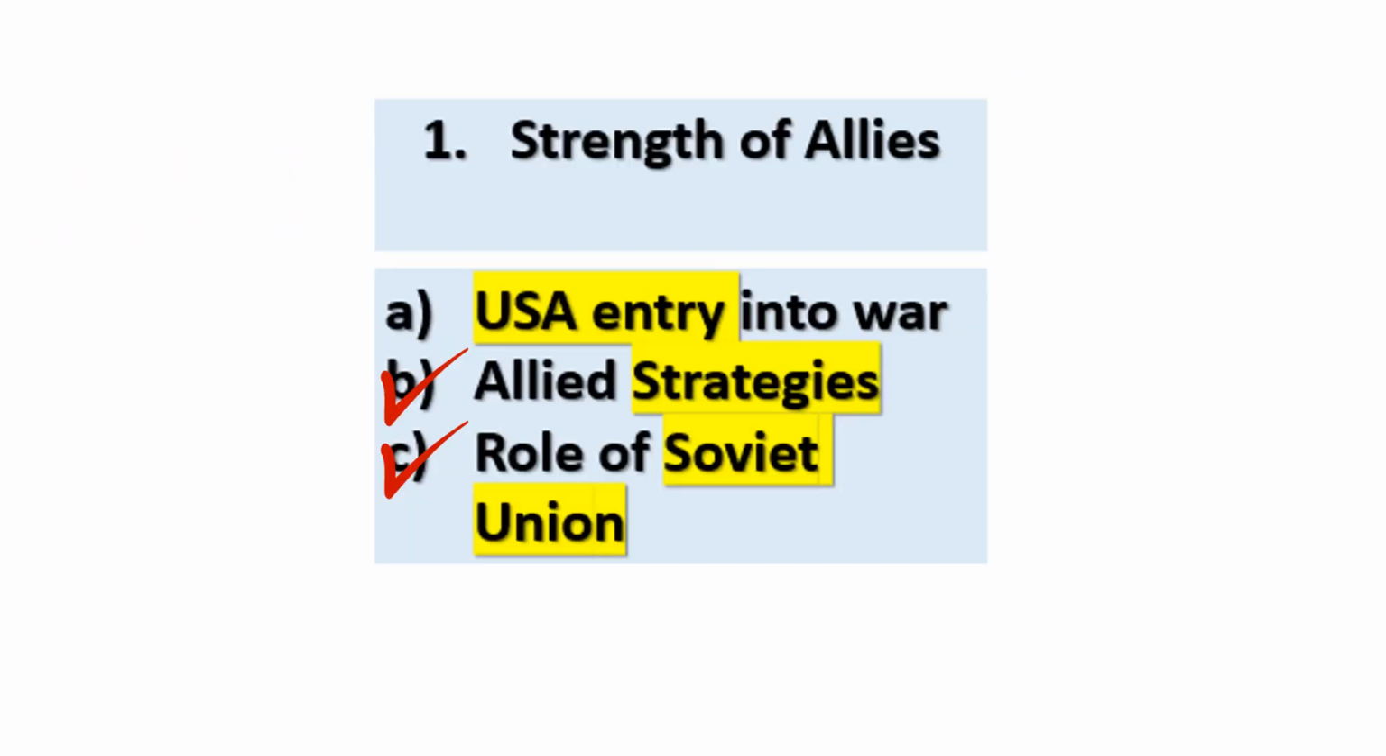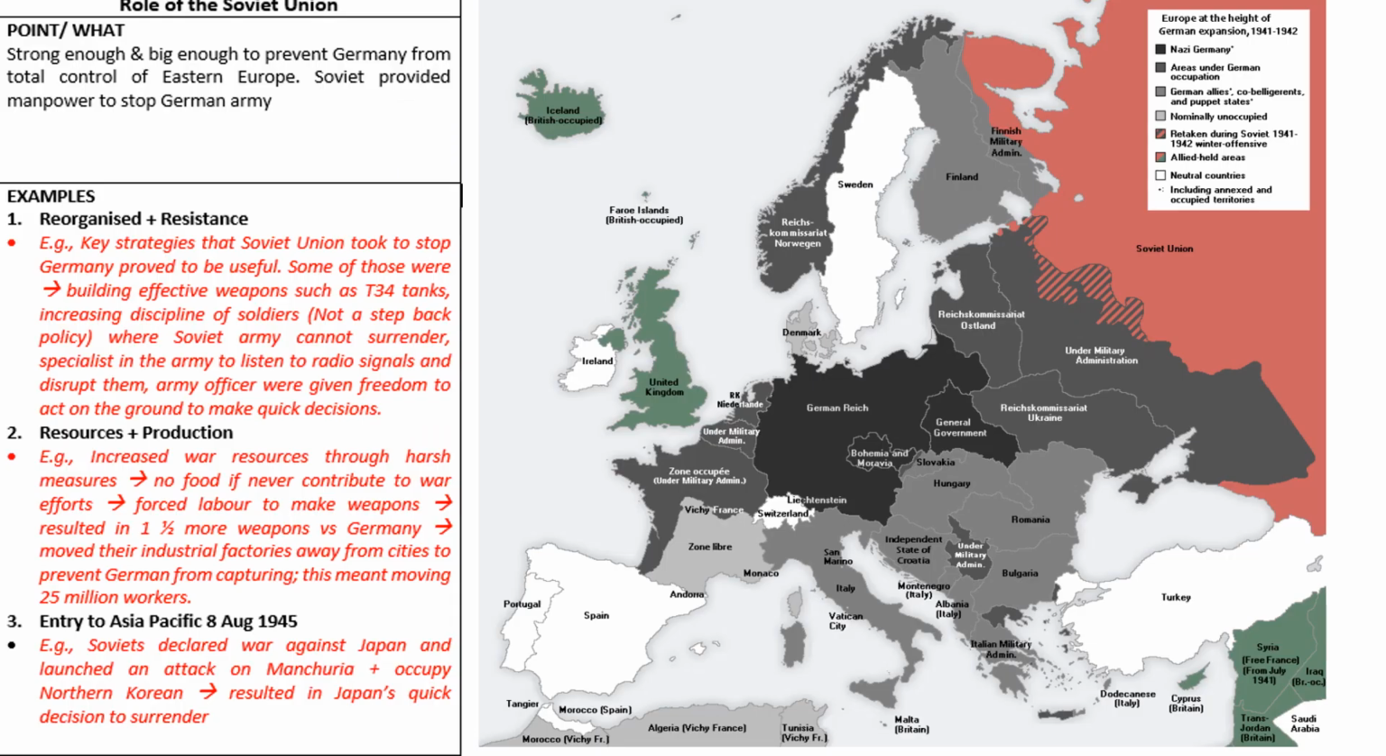Now, moving to the last example of strength of the Allies, of course, the role of the Soviet Union. This is the Soviet Union. It is big and strong. Remember, this was Poland, this is Germany. You can look at the Nazi areas. I think this is a very good map. It tells you specifically where the Nazi German areas under German occupation were, and these are some of the neutral countries.